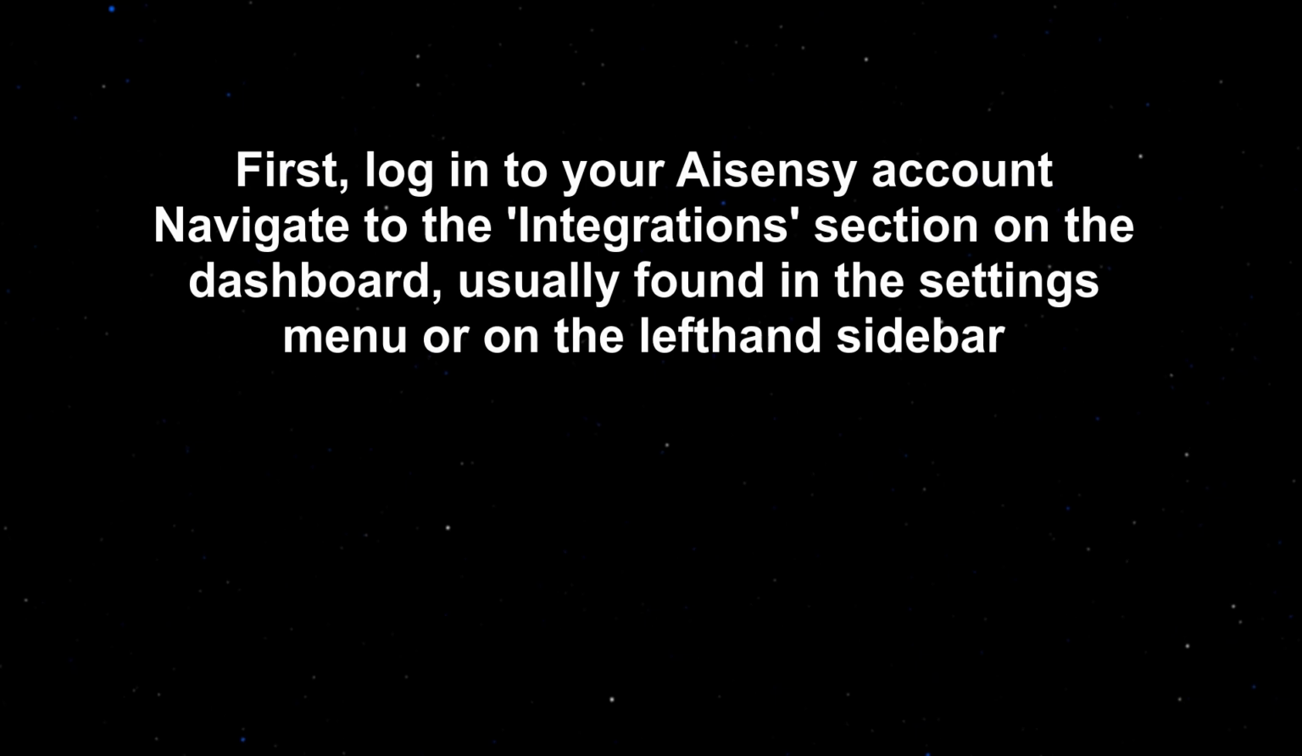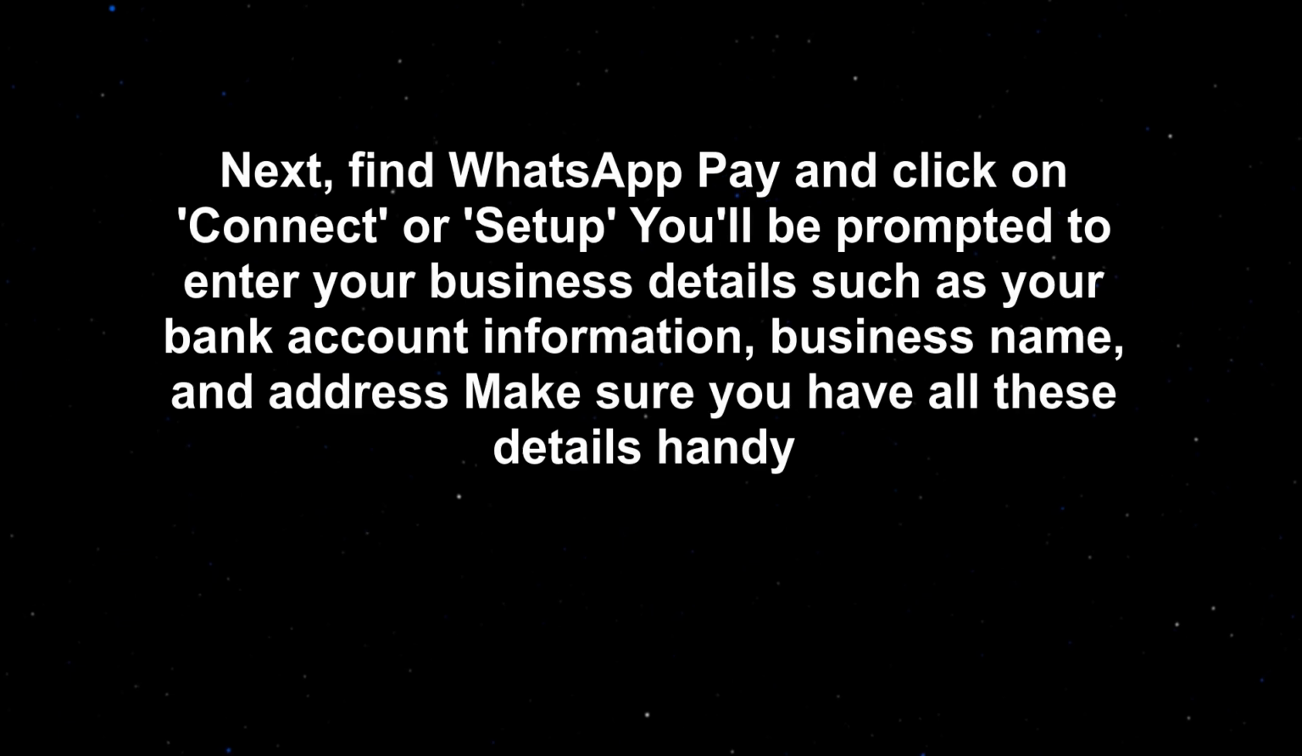Ready to unlock a game-changing way to collect payments directly where your customers already are? First, log into your Aisensy account. Navigate to the integration section on the dashboard, usually found in the settings menu or on the left-hand sidebar. Next, find WhatsApp Pay and click on Connect or Set Up.